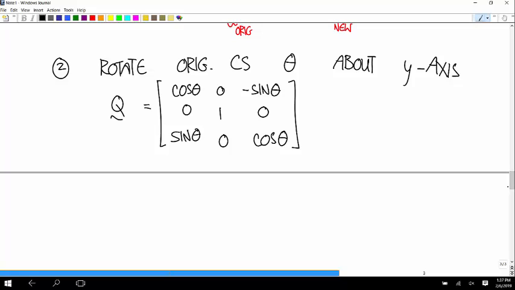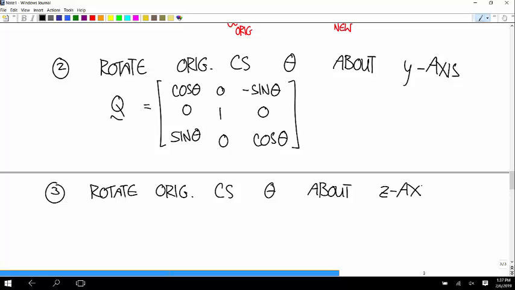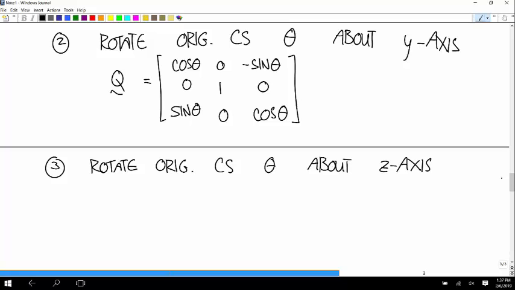And then third, if you're rotating the original coordinate system an angle theta about the z-axis, now we go back to that pattern that we had for x. The rotation matrix has a 1 over here, and zeros along the row and along the column, and then cosine theta, positive sine theta, negative sine theta, cosine theta.